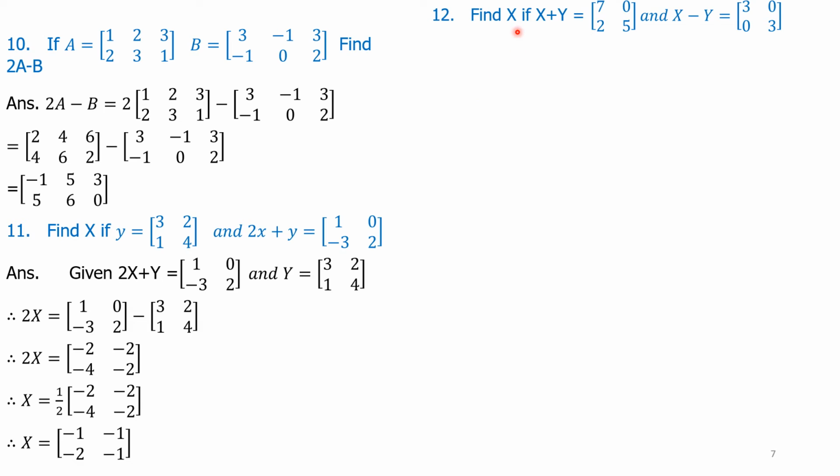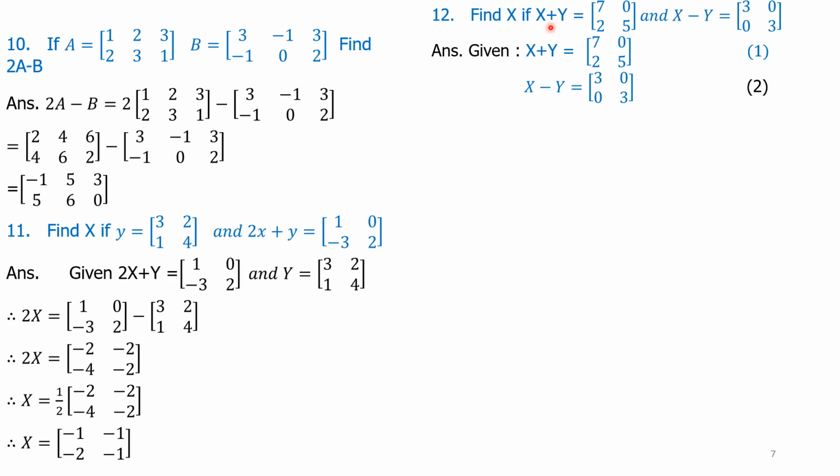Find X if X + Y is equal to [[7, 0], [2, 5]] and X - Y is equal to [[3, 0], [0, 3]]. The two matrices are given: X + Y is given, X - Y is also given. We have to solve using simultaneous equation principles. Therefore, X + Y is equal to [[7, 0], [2, 5]]; let it be equation 1. X - Y is equal to [[3, 0], [0, 3]]; let it be equation 2.